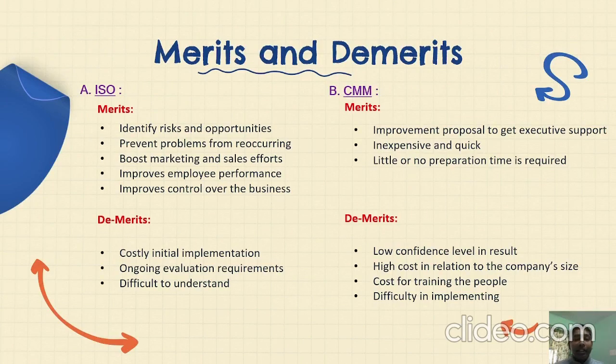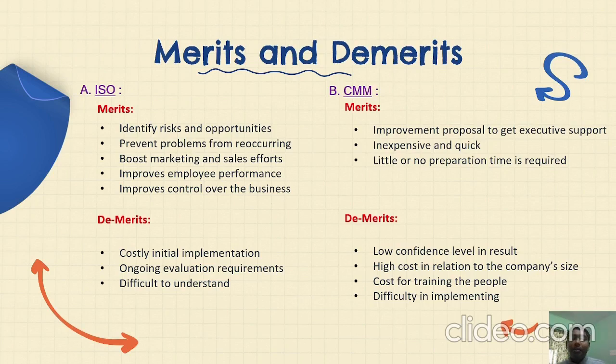Here are the merits and demerits of various process management tools. The first one is ISO, and its merits are: identify risk and opportunities, prevent problems from reoccurring, boost marketing and sales effort, improves employee performance, and improves control over the business. The demerits for the same are that it is costly, ongoing evaluation is required, and it is difficult to understand.